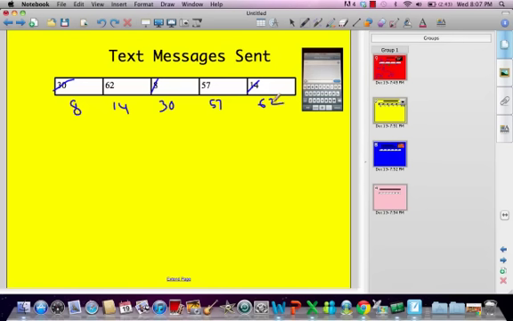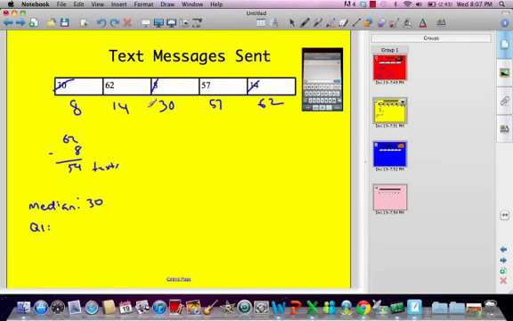So to find the range here, again, largest number minus the smallest. So it would be 62 minus 8, and that is 54 text messages in your range. 54 texts. And the next thing we would have to do is find the median. The median here would be 30. You can tell there's 2 numbers on each side. So 30 is right in the middle.